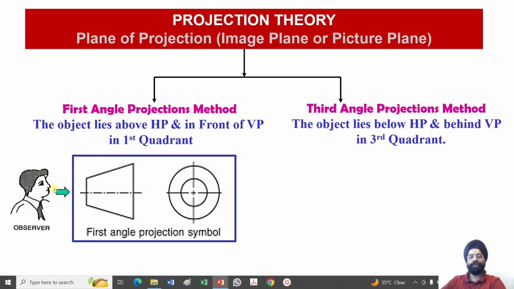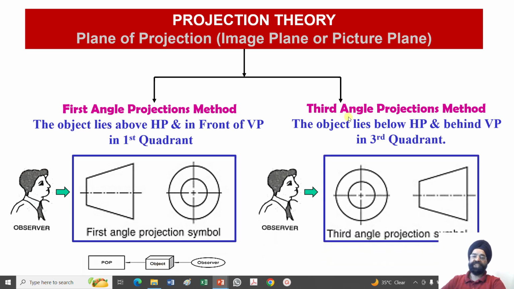So this conforms to the first angle projection, that the object lies between the observer and the plane of projection. Again I repeat, in first angle projections, the object lies between the observer and the plane of projection. So this projection will be obtained. This is my observer, this is the plane of projection and the object lies in between.